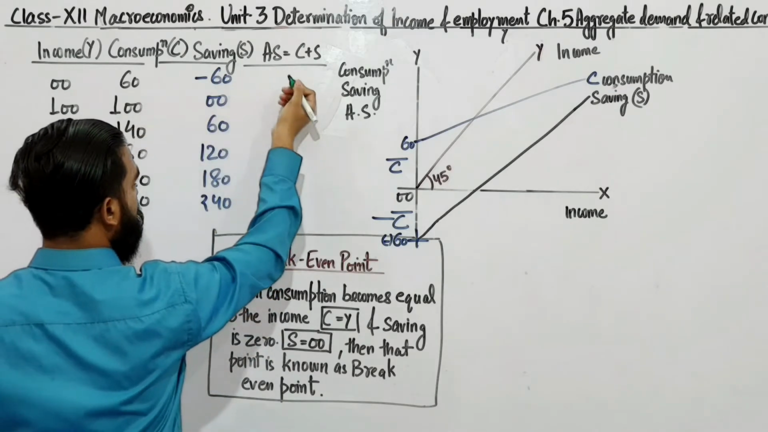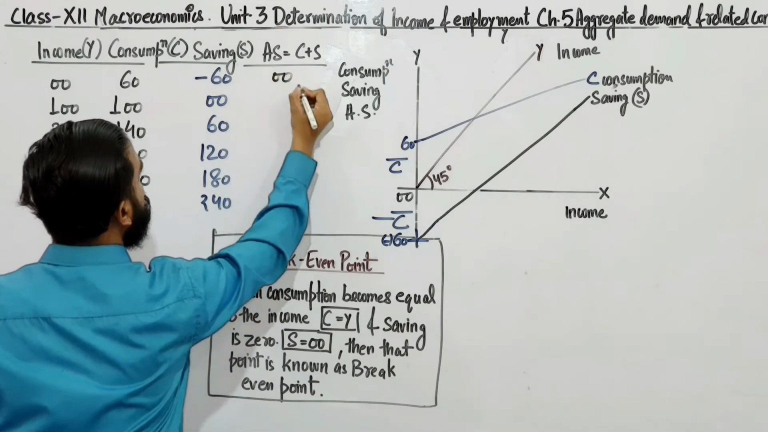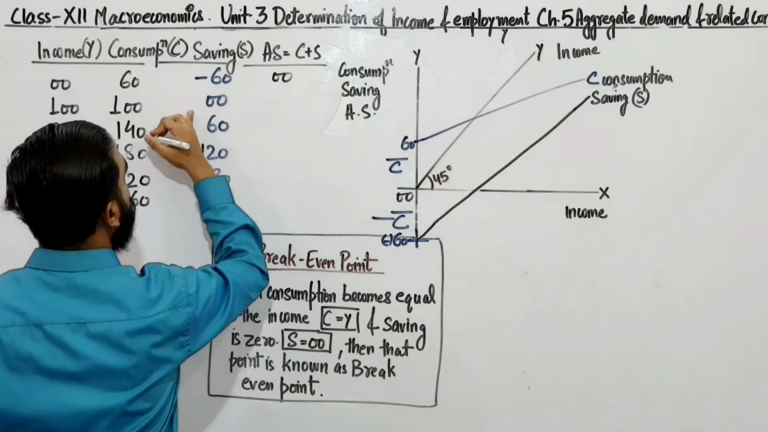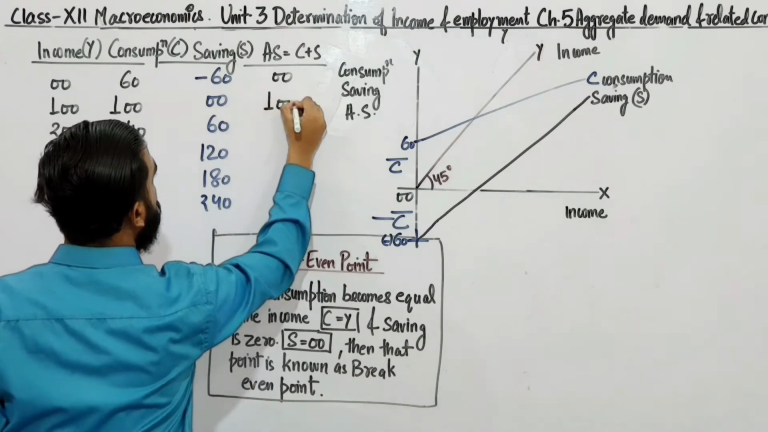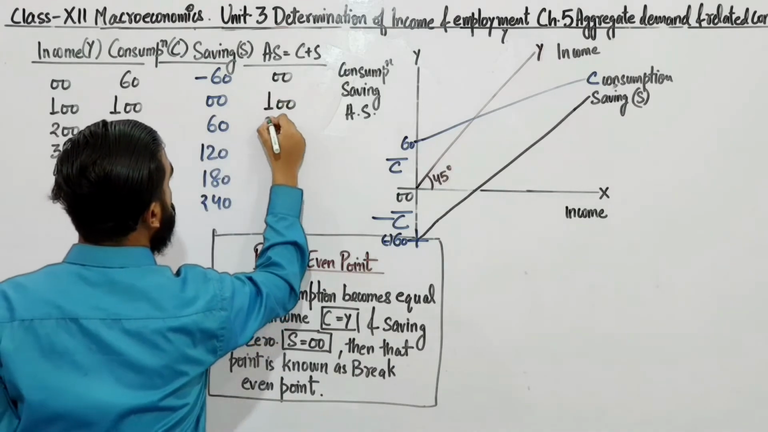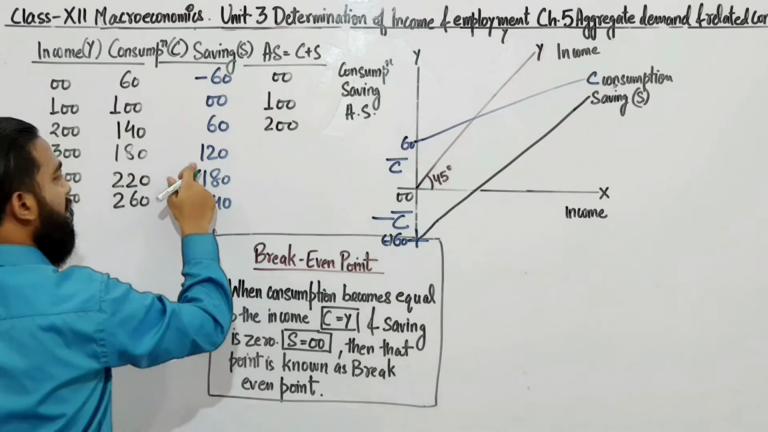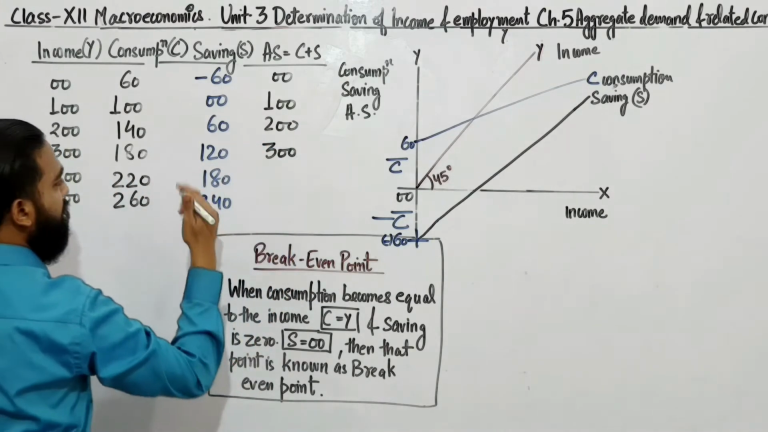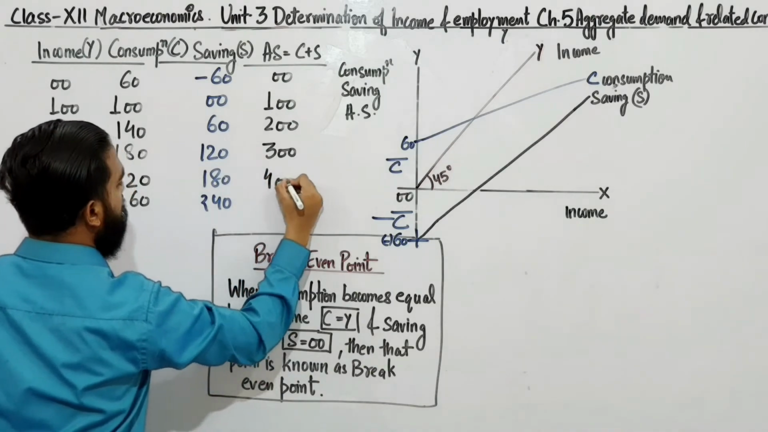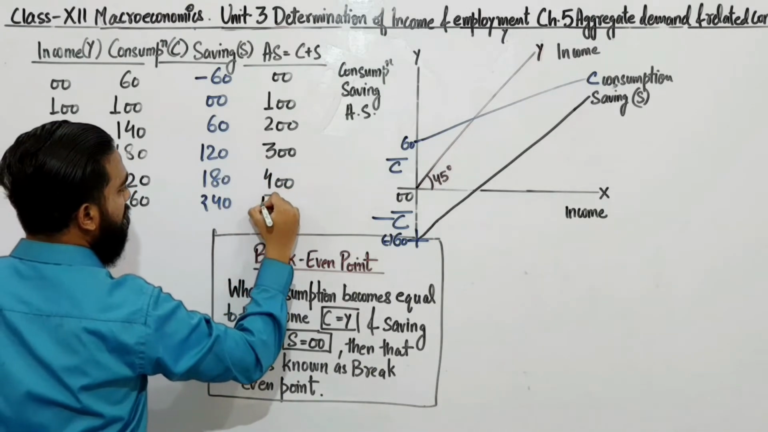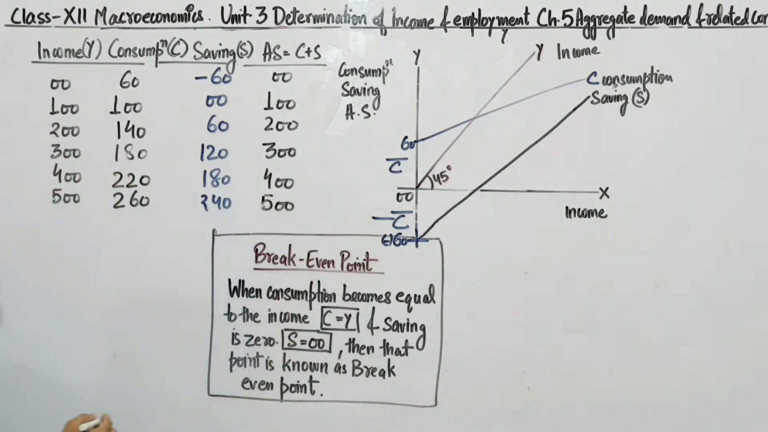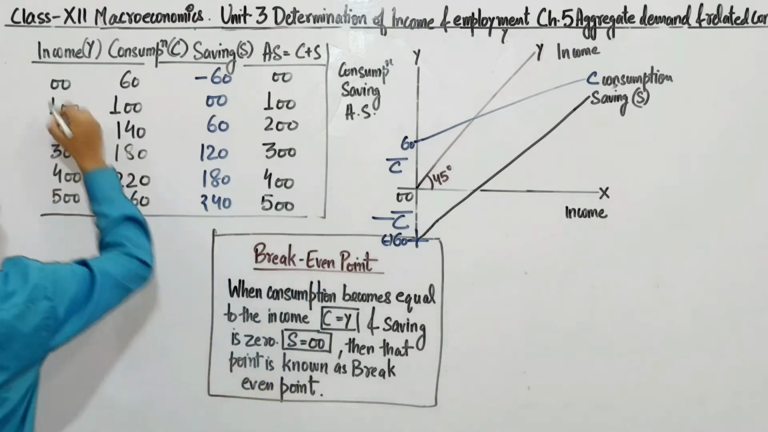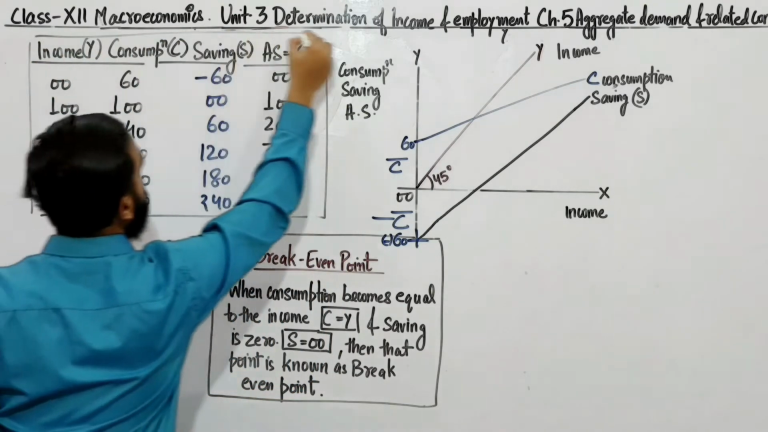60 minus 60 will be 0. 100 plus 0, 100. 140 plus 60, 200. 180 plus 120, 300. 220 plus 180, 400. 260 plus 240, which is 500. So students, this is your complete schedule of aggregate supply.